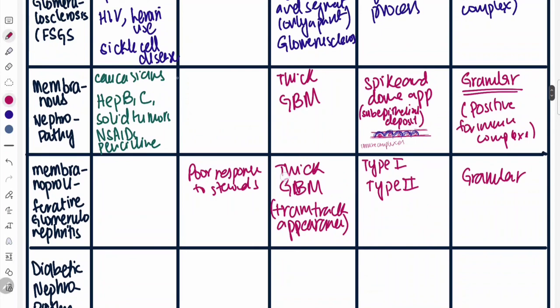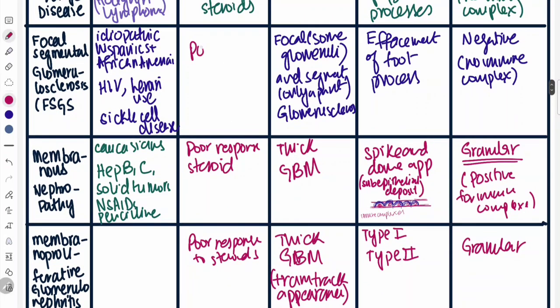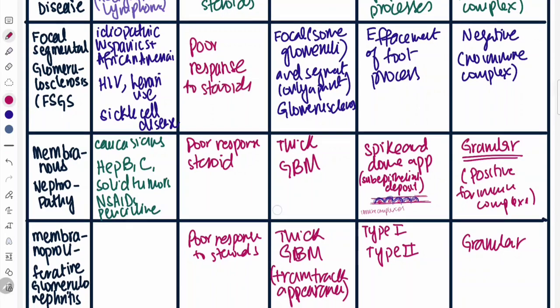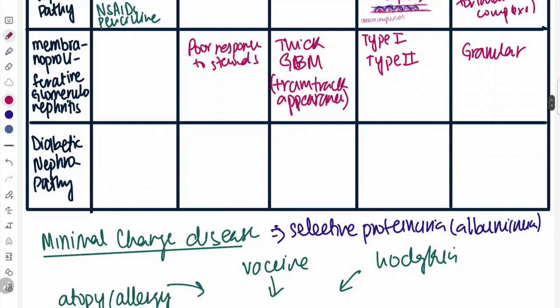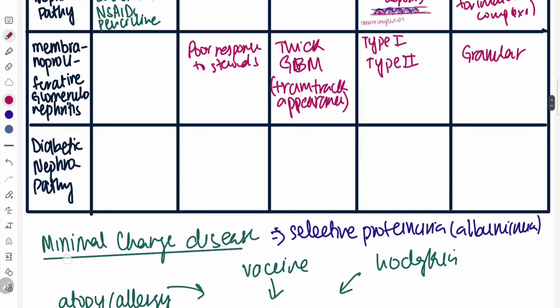And membranous nephropathy also has poor response to steroids, and this also has poor response. Okay, I'm sorry I did not tell you before, I forgot. Poor response to steroids. Okay, let's do the last one and then we can move on towards the nephritic syndrome.